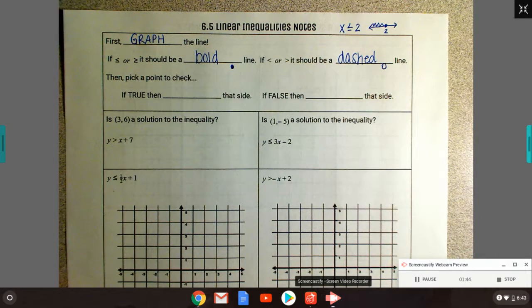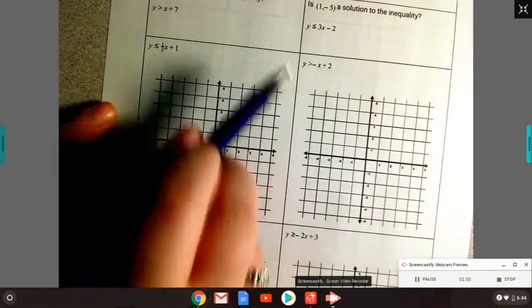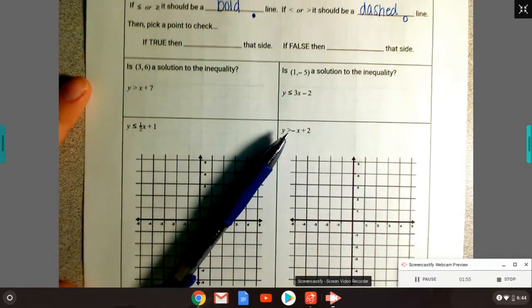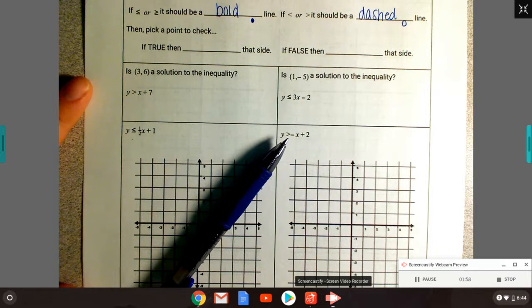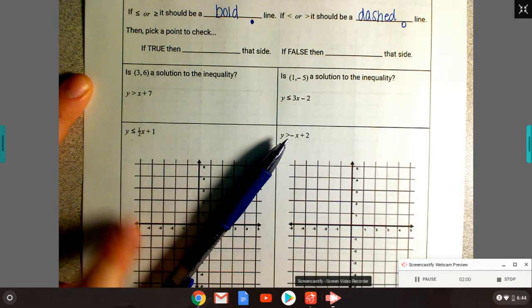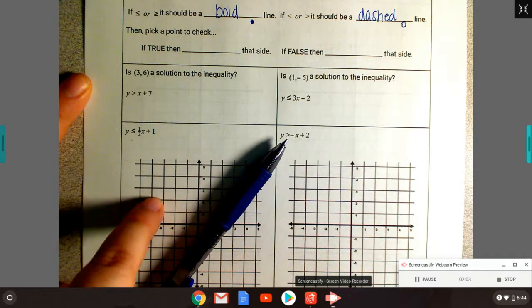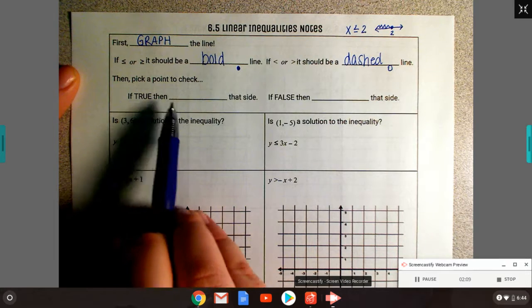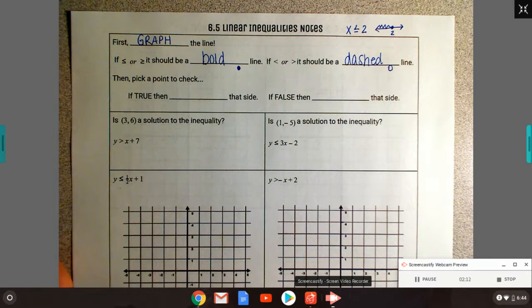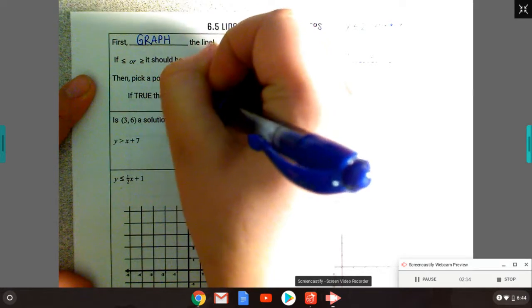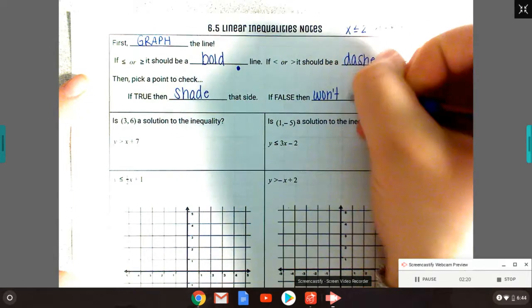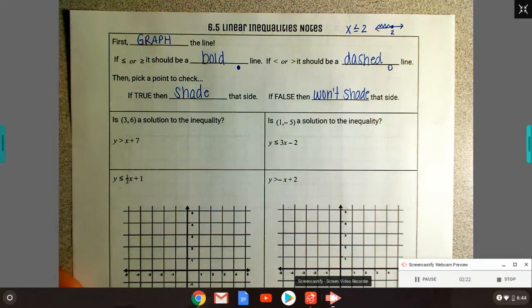Now we have two variables though. So after you graph your line, you either dashed it or bolded it. Then we need to figure out which side we shade. You can imagine we've graphed some line. Are we going to shade this side or are we going to shade this side? To do that, we'll pick some point, really any point as long as it's not on the line. So pick any point over here or any point over here and we'll test it. If we get a true statement, then we will shade that side. And if we get a false statement, then we won't shade. So that'll be the game plan.